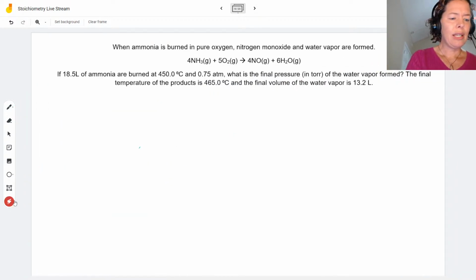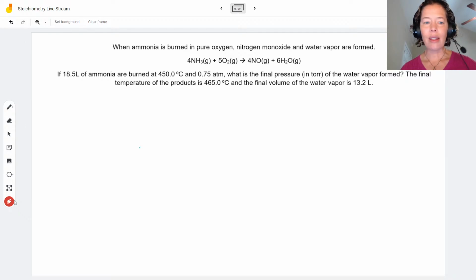Okay, let's read it. When ammonia is burned in pure oxygen, nitrogen monoxide and water vapor are formed. If 18.5 liters of ammonia are burned at 450 degrees Celsius and at 0.75 atmosphere, what is the final pressure in torr of the water vapor formed? And let's see, we're given that the final temperature of the products is 465 degrees Celsius and the final volume of the water vapor is 13.2 liters. Wow, we've got a lot of information here.